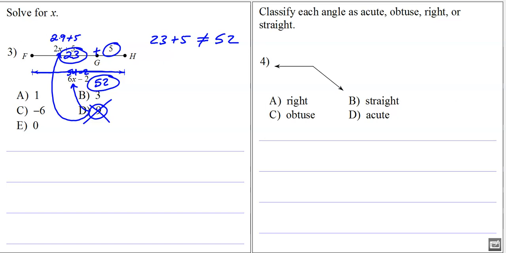Classify as acute. Remember, acute means less than 90. Obtuse means more than 90. Right means it's equal to 90, and straight means it's 180 degrees or forms a perfect straight line. So this angle right here is definitely bigger than 90 degrees. So the correct answer there is C.